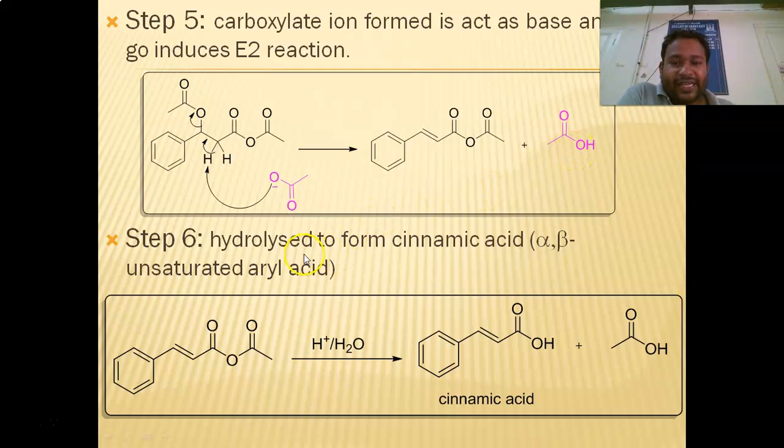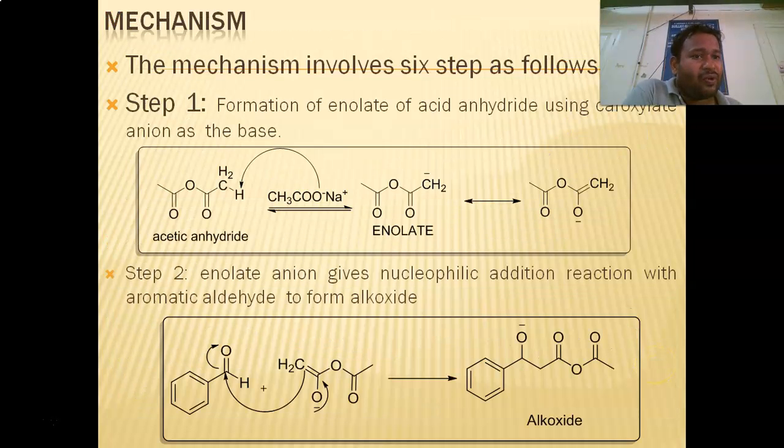Then the sixth step is the acid hydrolysis. After the acid hydrolysis, the acetate ion breaks off; we know that the acetate ion is a very good leaving group. So in the presence of acid hydrolysis, it undergoes cleavage, forming the corresponding cinnamic acid and acetic acid. So these are the steps involved in the Perkin reaction, which has six steps. In the first step, the enolate is formed, and the enolate acts as a base.